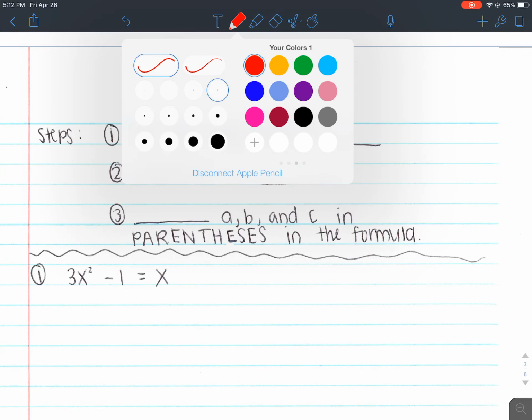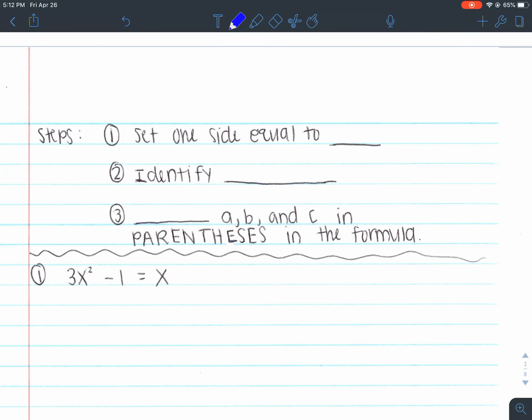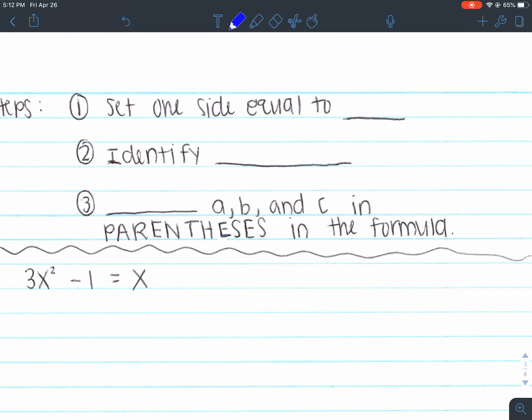All right, so our steps for using the quadratic formula, there's technically 4, but there's 3 important ones, okay? The first thing you need to do when you're solving a quadratic equation using the formula is you need to set one side equal to 0. And it does not matter which side.